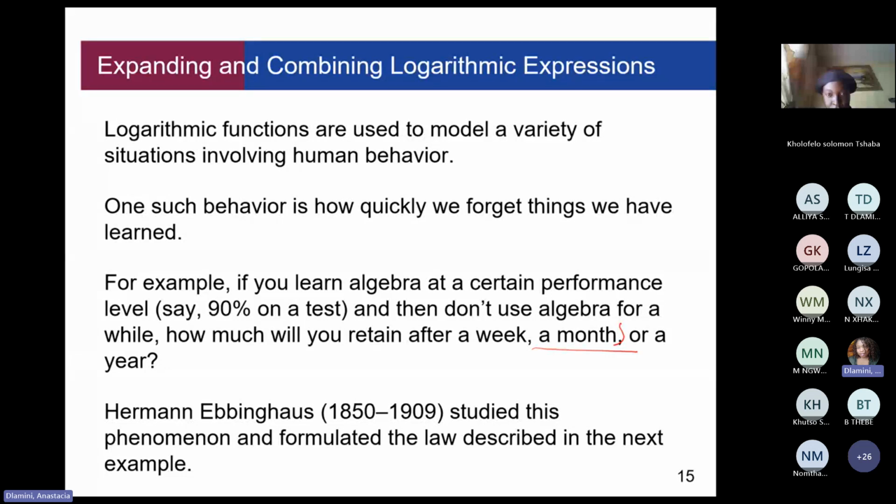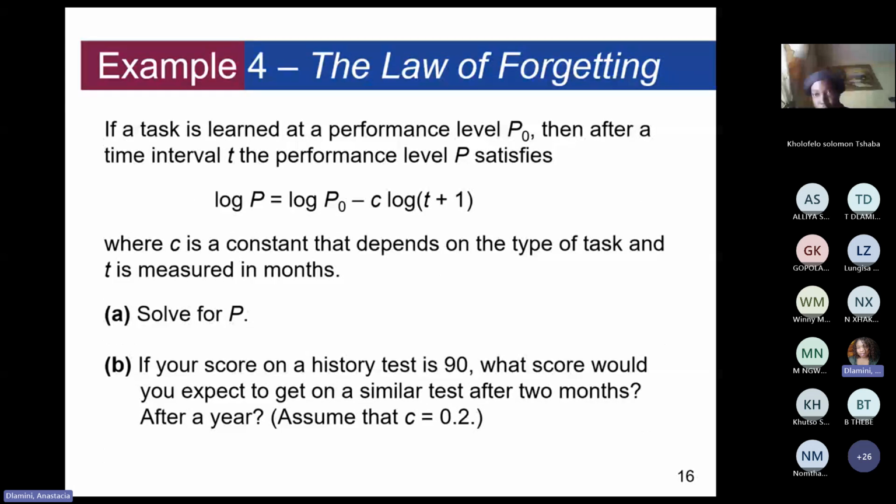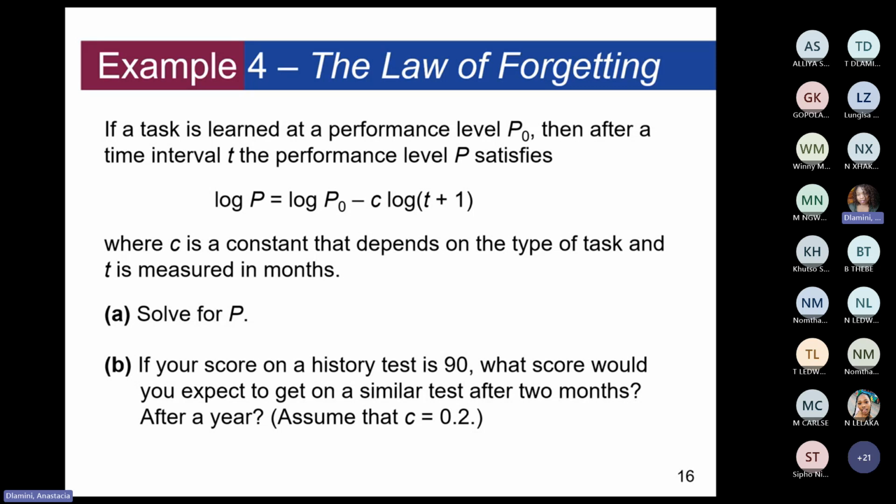They say if a task is learned at the performance P0, meaning initially you got 90%, then after time interval T, the performance level P, meaning after 6 months or 4 months that you will be writing in the next 4 months, P satisfies log of P is equal to log of P0 minus C log of T plus 1, where C is a constant that depends on the type of task and T is measured in months. Now they say solve for P. What is P?